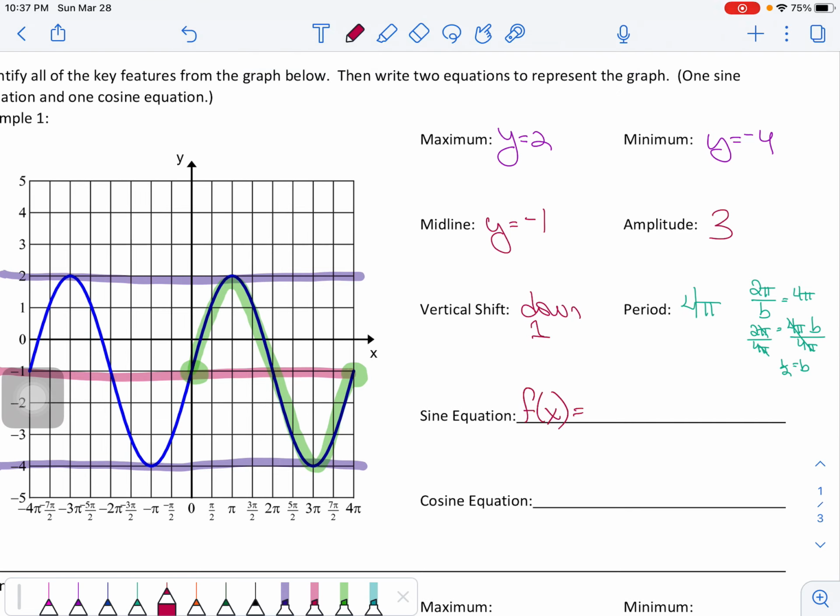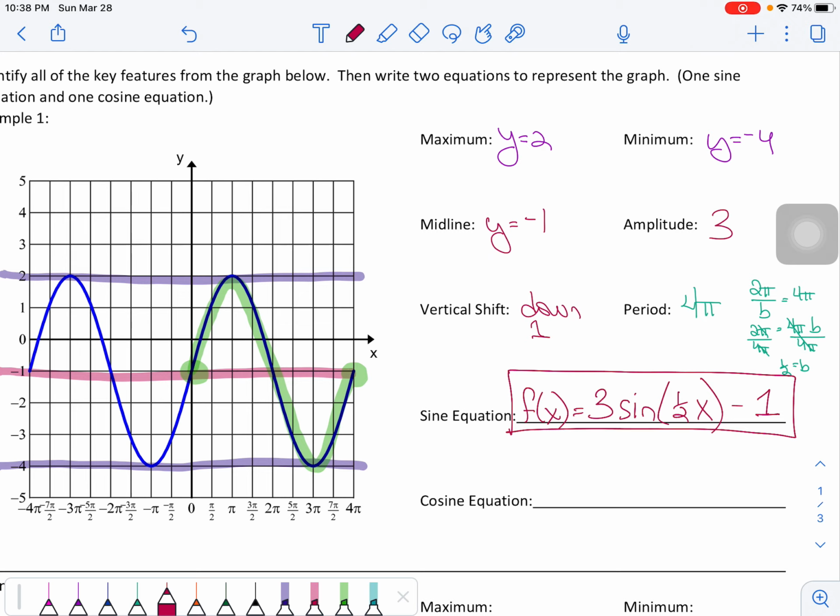Now, sorry about that. My amplitude is 3, so we're going to do 3 sine. Now I want to pull this coefficient for x, so 1/2 x. No phase shift, so I can go ahead and close the parentheses. And then my vertical shift was down 1, so I'm going to do -1.